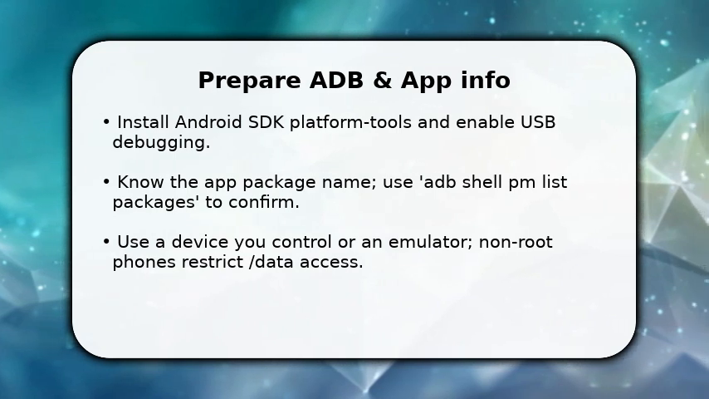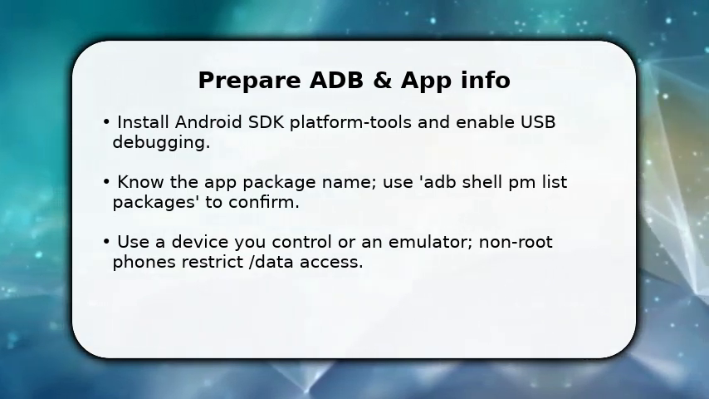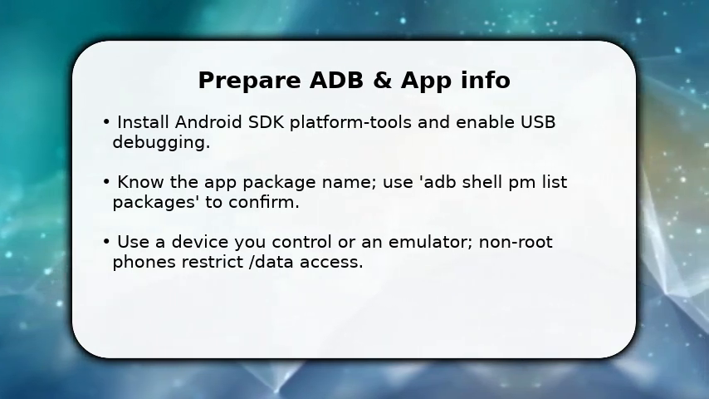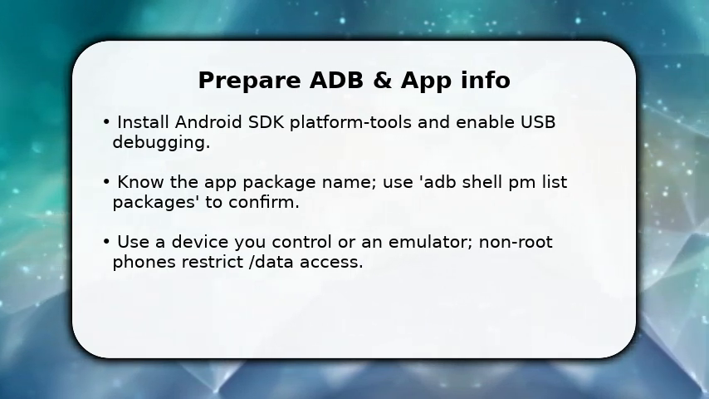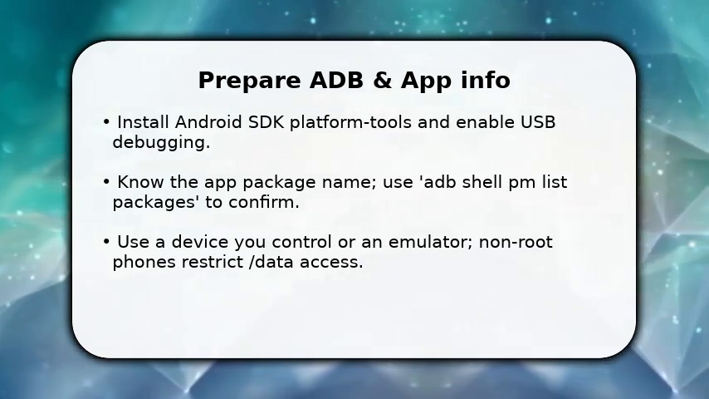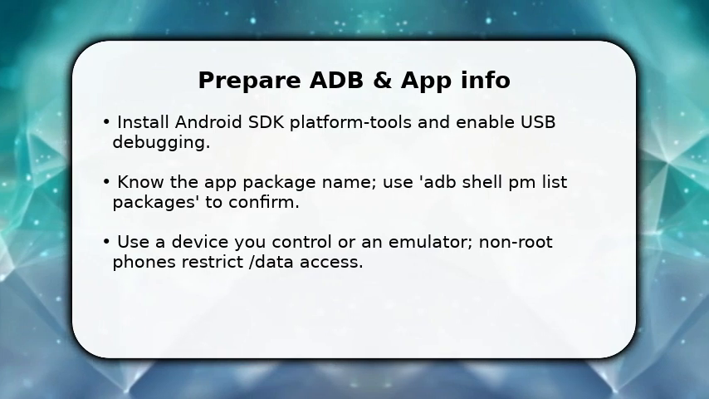Once done, open a terminal and verify adb sees the device with adb devices. Make sure the app is debuggable or built with debuggable equals true. Otherwise, run-as will fail. This first step sets permission boundaries so you can safely access only that app's data.